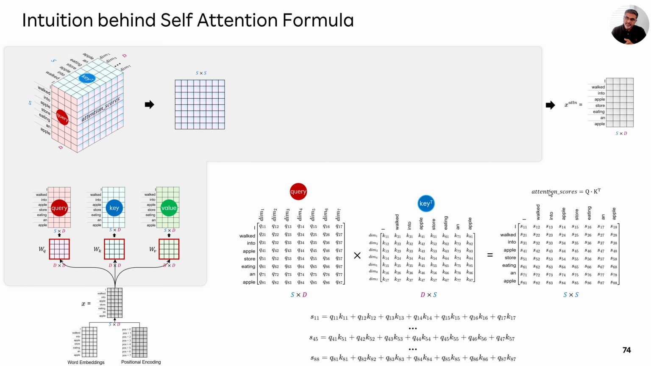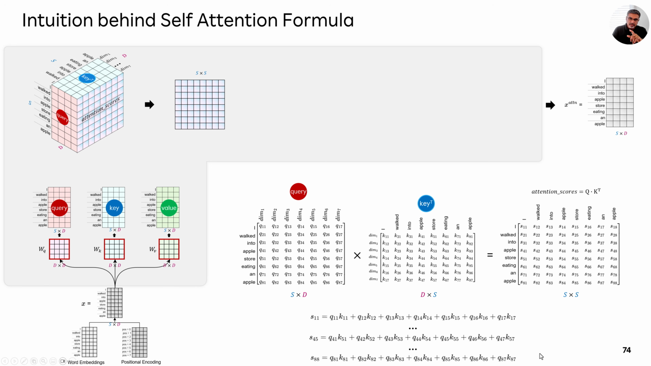Now each one, S11, is what? You take Q11 and multiply it with K11, add that with Q12 times K12, and all that. What does it mean? For this dimension 1, how is the word "I" related to "I"? For this dimension, let's say 2, which is Q12, how is "I" related to this dimension here for "I", and so on. You do it for the same word as well as for all the other words. So this is what you get.